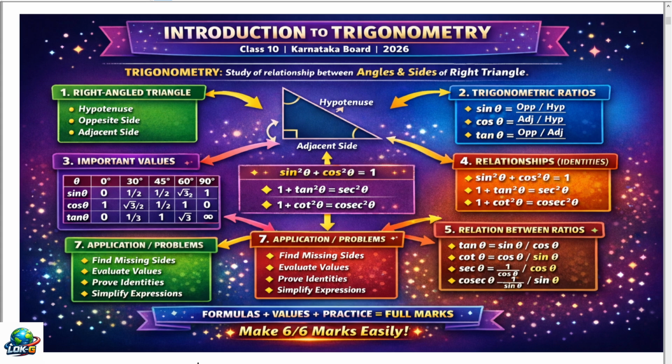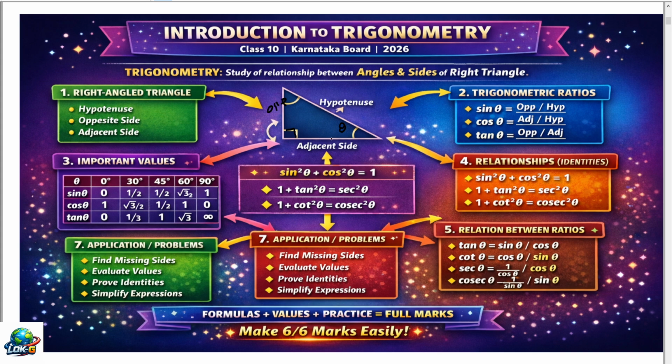Let us start with trigonometry. In this flow chart, we will quickly revise Introduction to Trigonometry. Trigonometry is the branch of mathematics which deals with the study of the relationship between angles and sides of a right angle triangle. In a right angle triangle, one of the angles will be 90 degrees, the side opposite to the 90 degrees will be the hypotenuse, the base will be the adjacent side, this angle is generally considered as theta, and opposite to it will be the opposite side. Like this, there are 3 sides here.